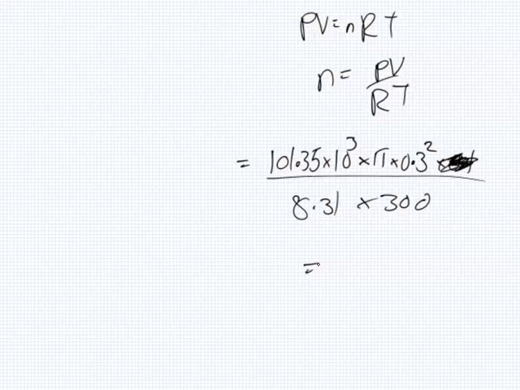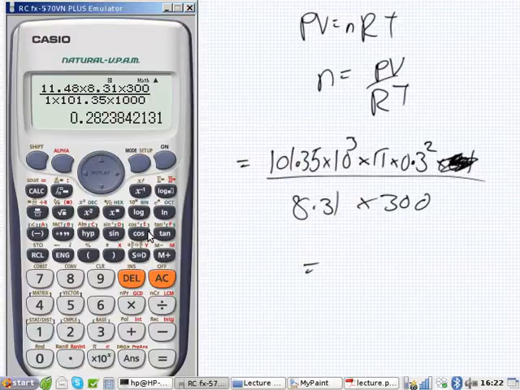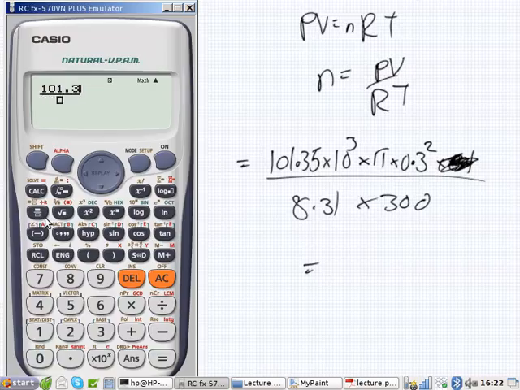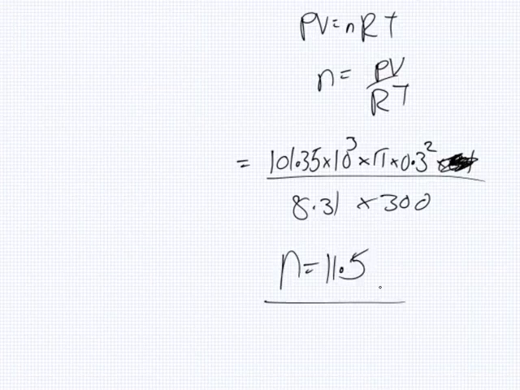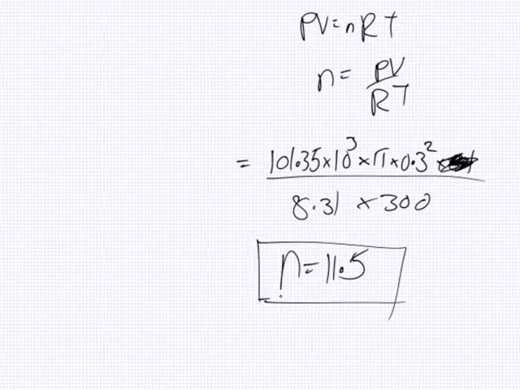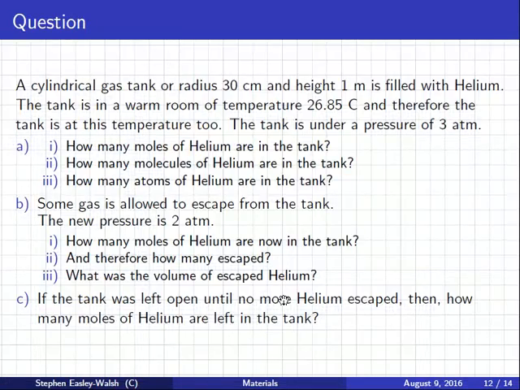Anyways, let's calculate it. I'll retype it. 101.35 times 10 cubed, times pi, times 0.3 squared, over 8.31 times 300. 11.5 moles will be left in the tank. Okay, so you might need to write that one down too. That is part C.